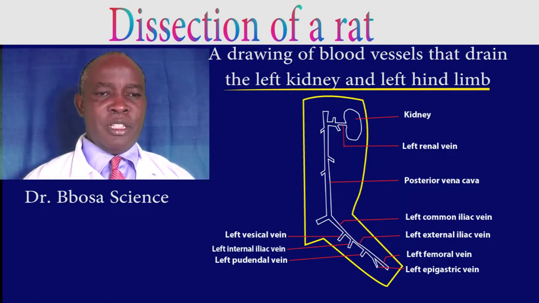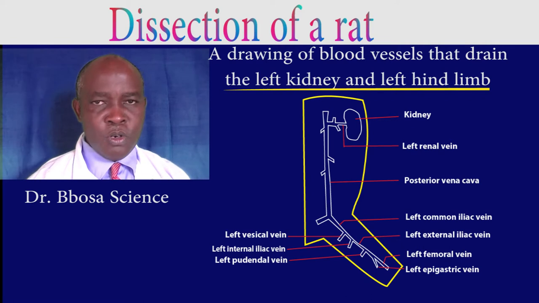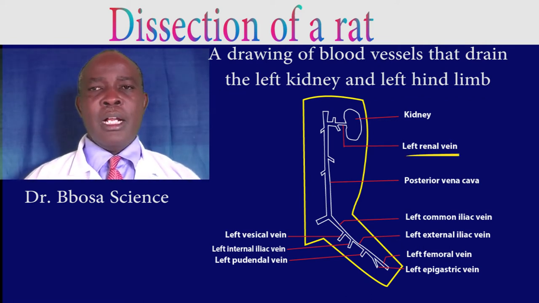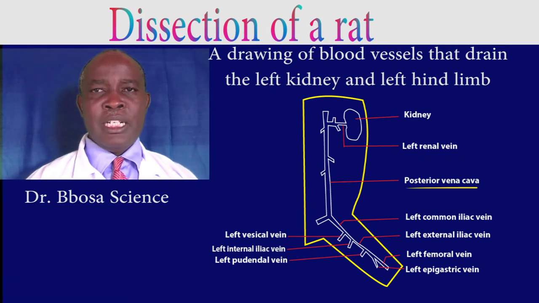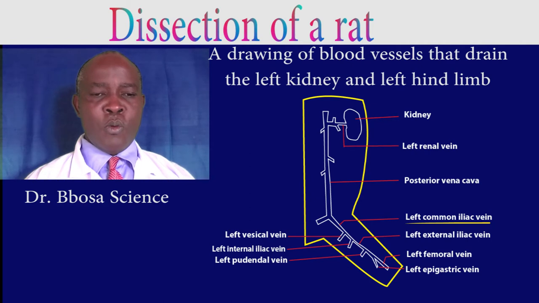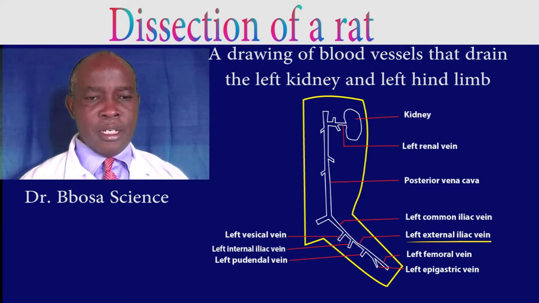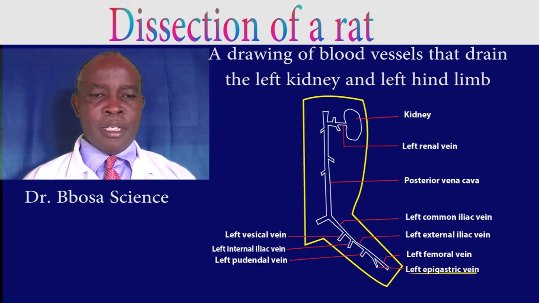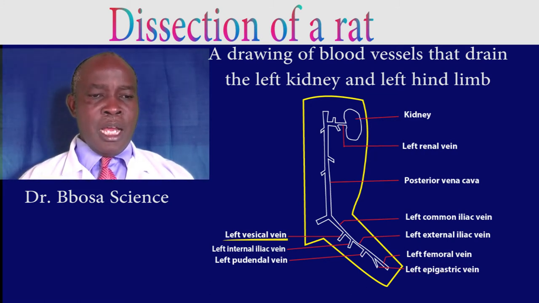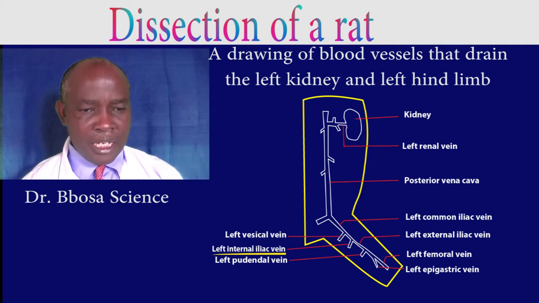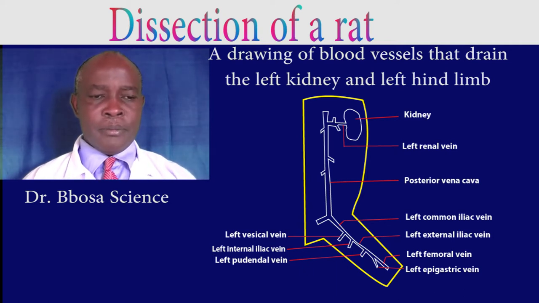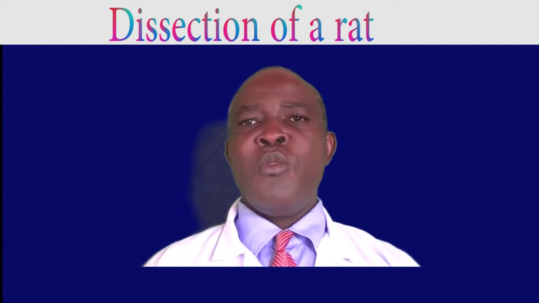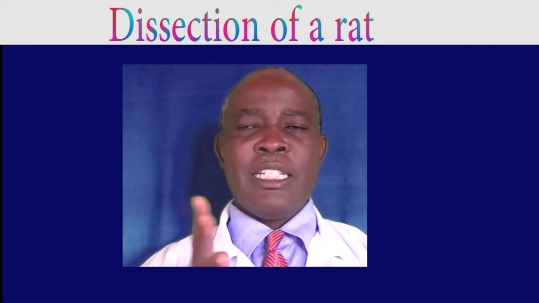A drawing of blood vessels that drain the left kidney and left hind limb. We label left kidney, left renal vein, posterior vena cava, left common iliac vein, left external iliac vein, left femoral vein, left epigastric vein, left visceral vein, left internal iliac vein, and left pudendal vein. The prefix left is necessary because there are similar veins on the right side of the animal.